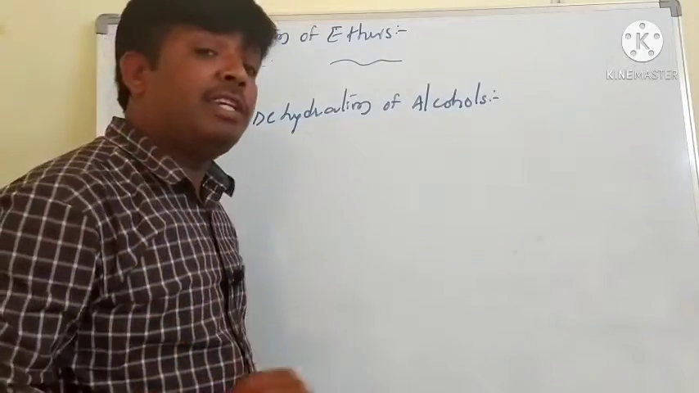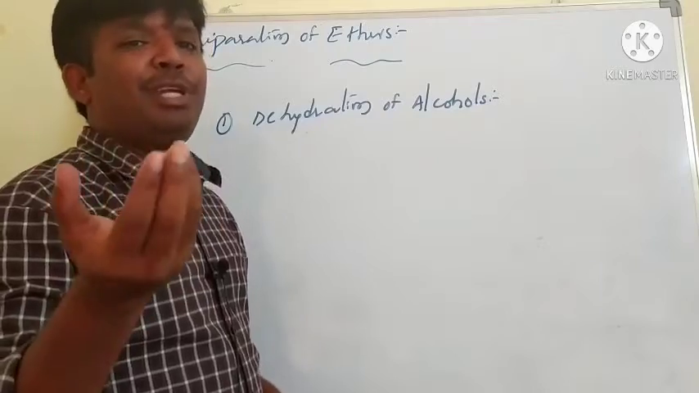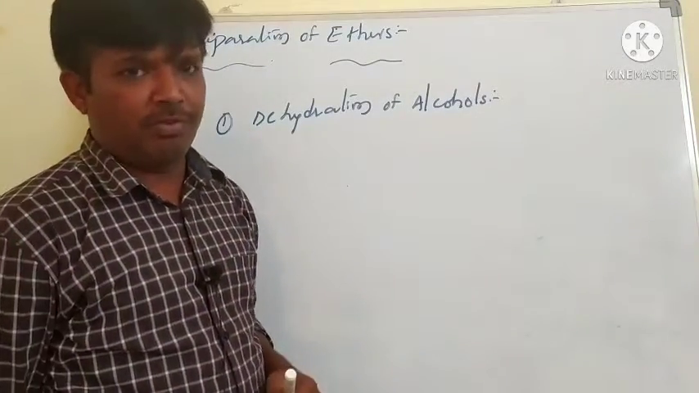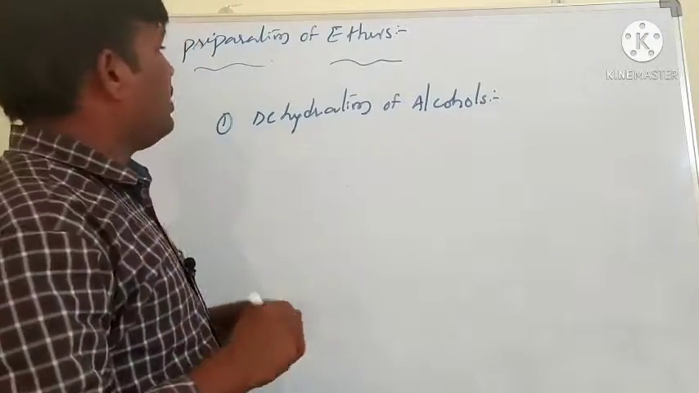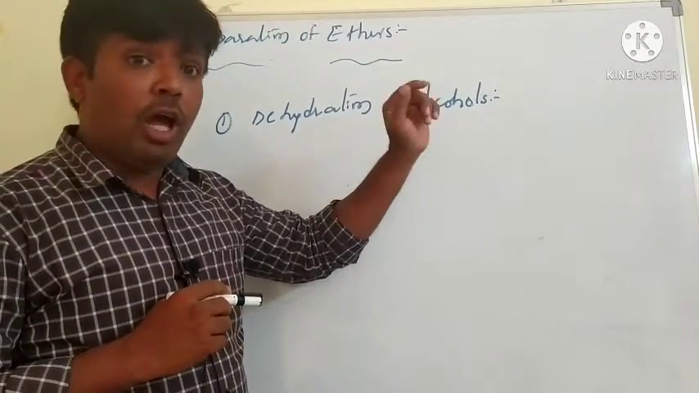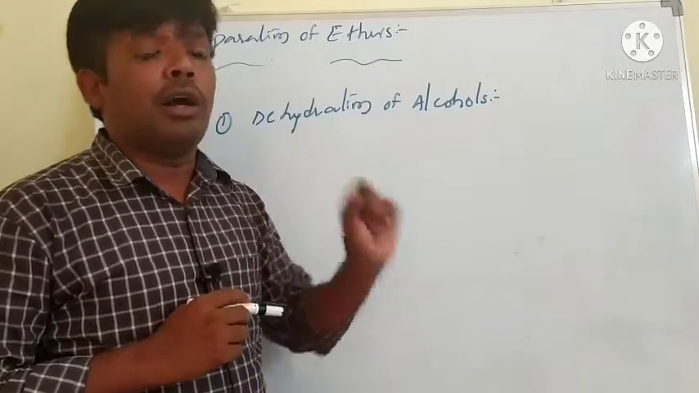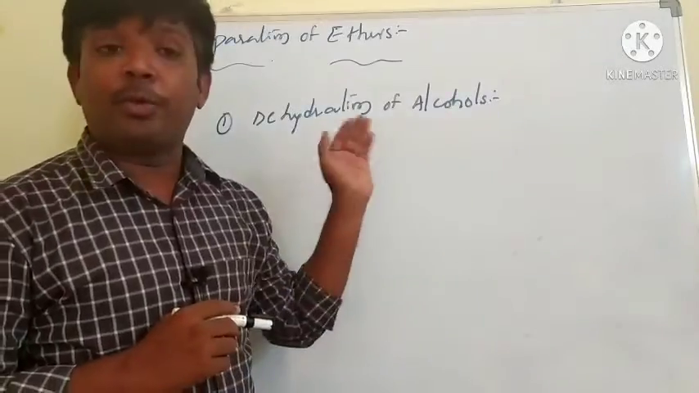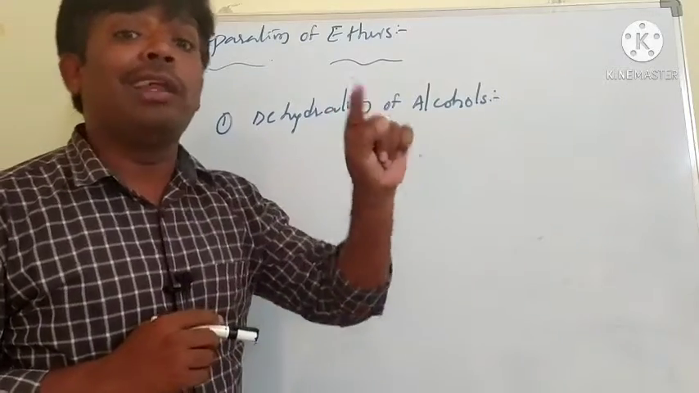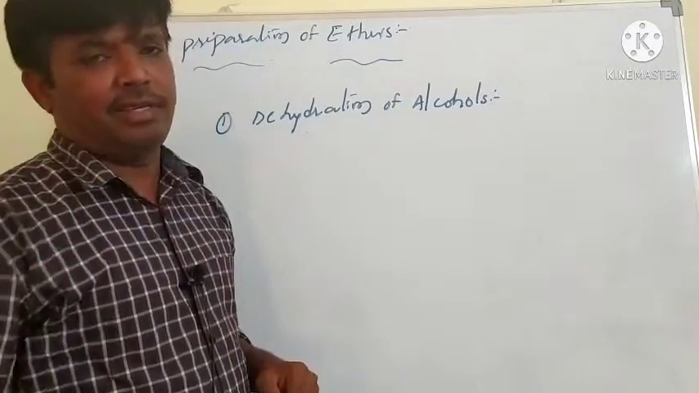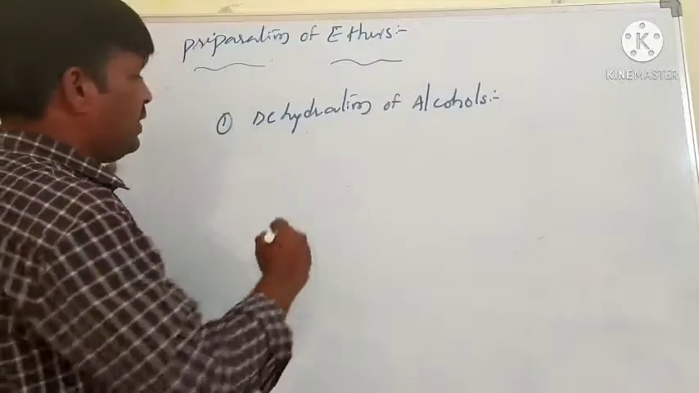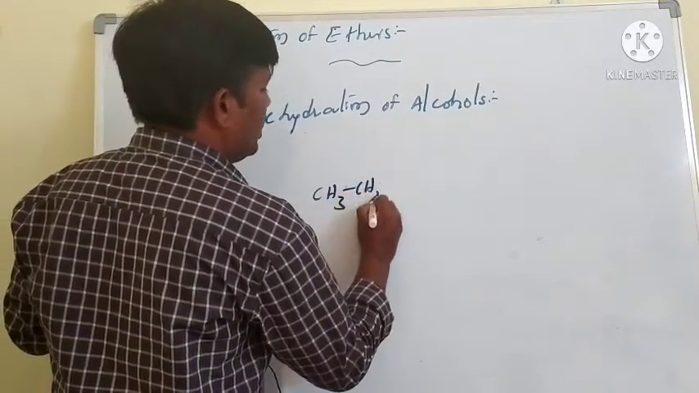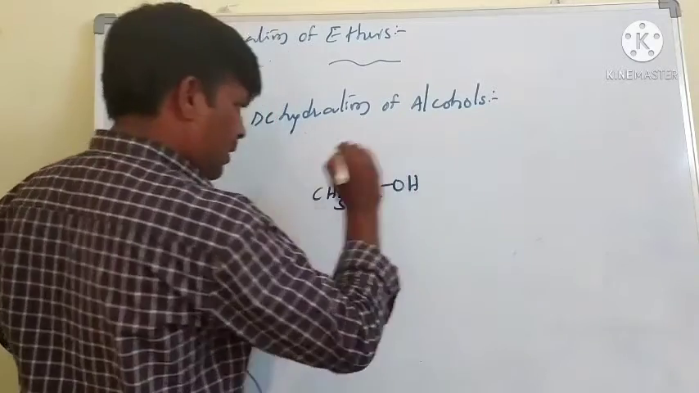What is meant by dehydration? Simple. Hydration means water molecule. Dehydration means removal of water molecule from the alcohol. It can produce both alkenes and ethers. Just we see CH3 CH2 OH, ethyl alcohol.